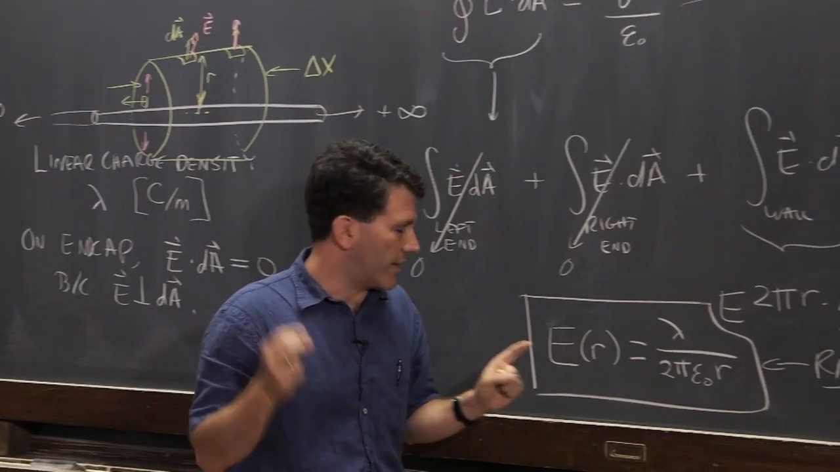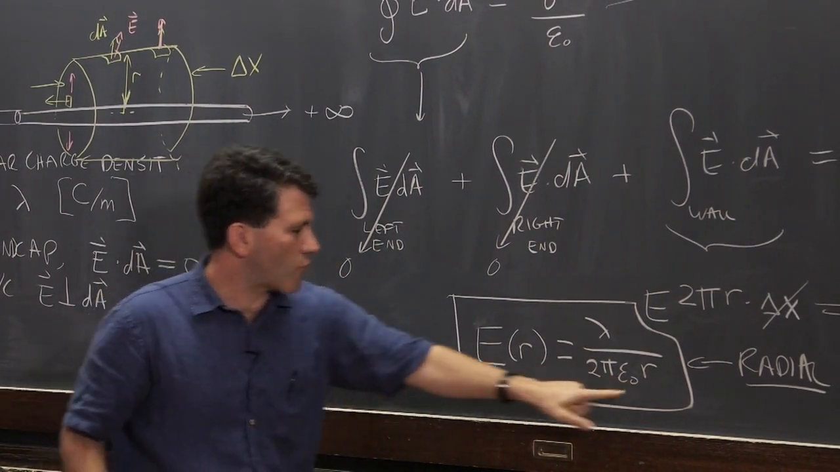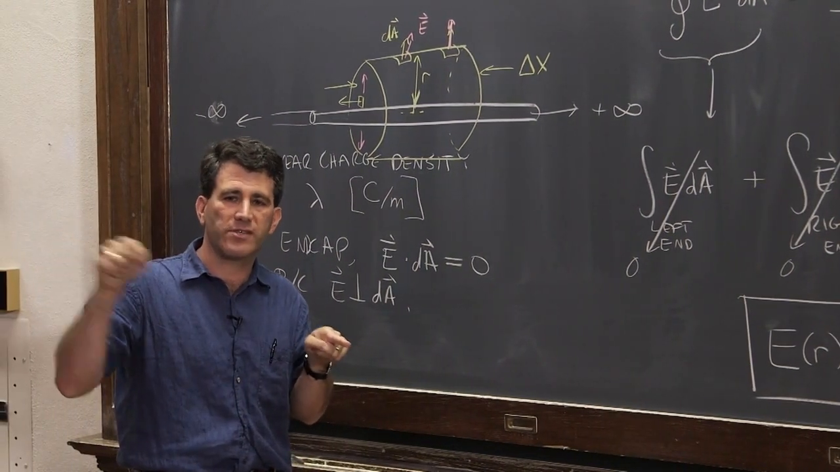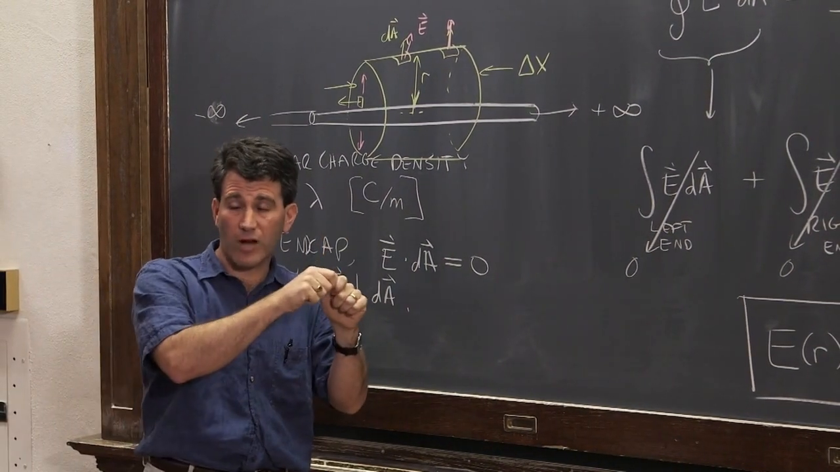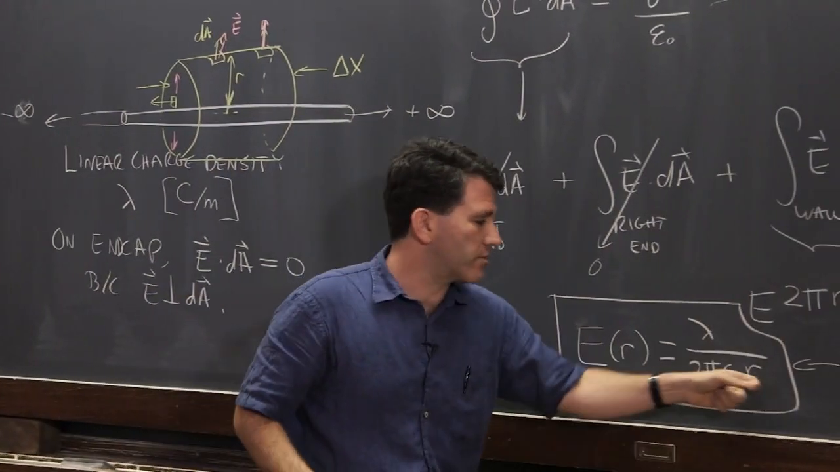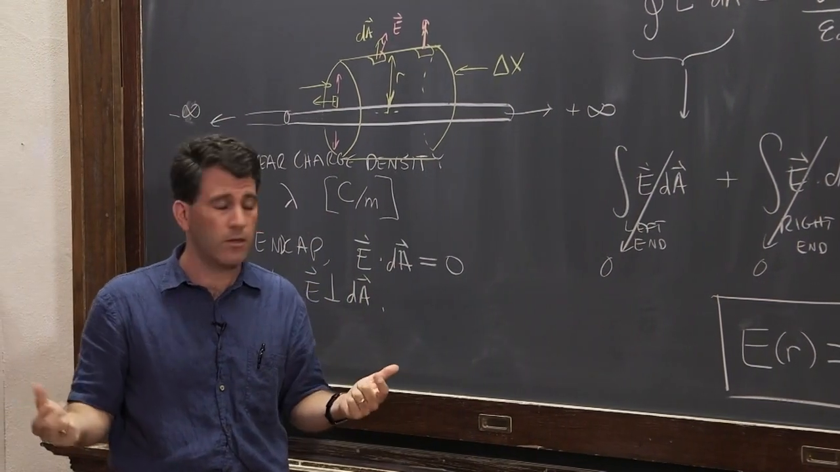Two more things I want to point out, rather. One is that, as you can see, the electric field drops off as you move away from the line of charge. This makes perfect sense. You know from a point charge, the electric field drops off like 1 over r squared. Now we have, from a line charge, the electric field drops off more slowly. It drops off like 1 over r.